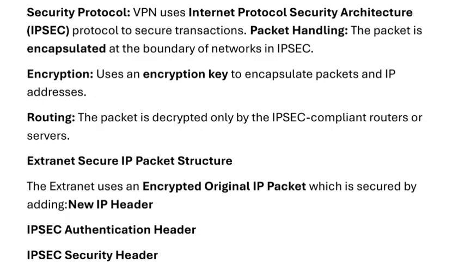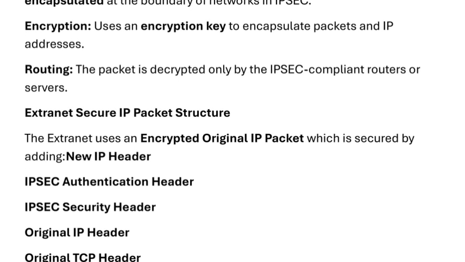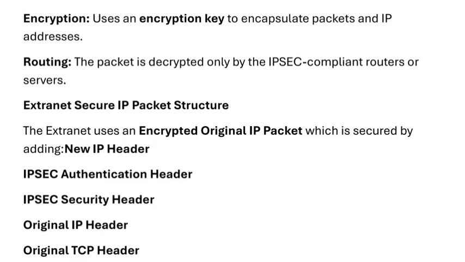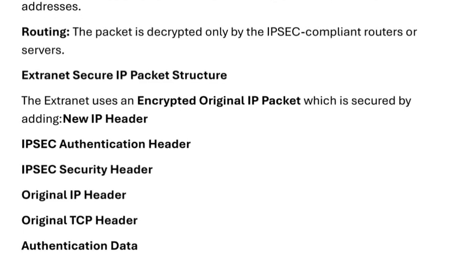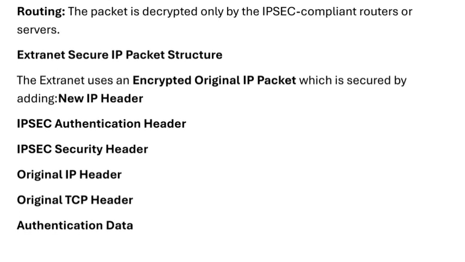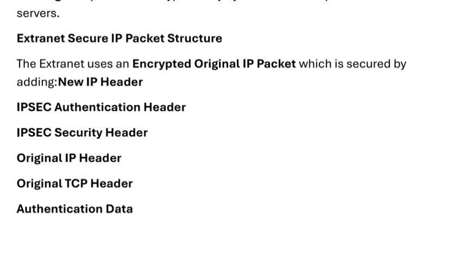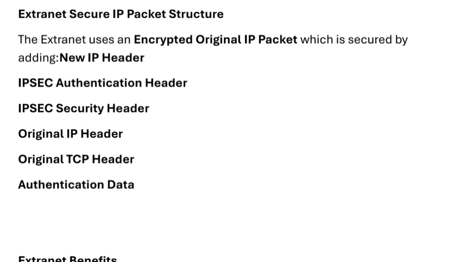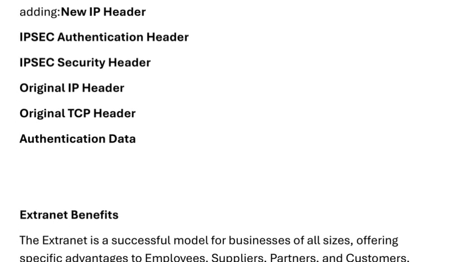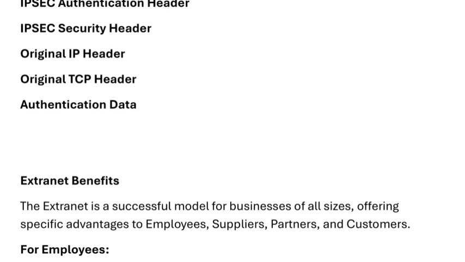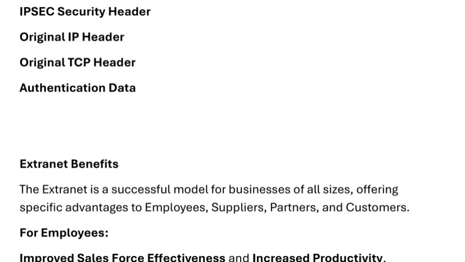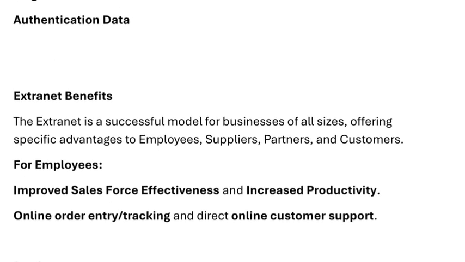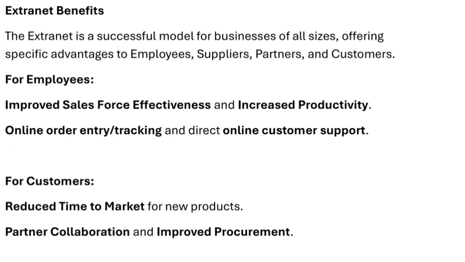Encryption: uses an encryption key to encapsulate packets and IP addresses. Routing: the packet is decrypted only by the IPsec-compliant routers or servers. Extranet secure IP packet structure: the extranet uses an encrypted original IP packet which is secured by adding new IP header, IPsec authentication header, IPsec security header, original IP header, original TCP header, authentication data.